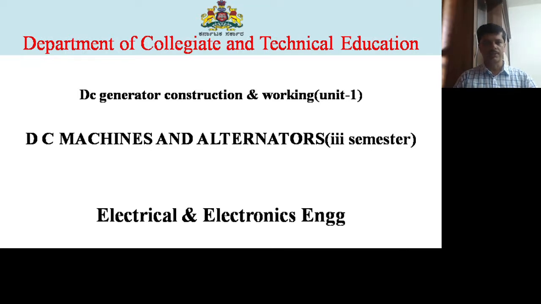So we know that the DC generator is nothing but an electrical machine. It converts mechanical energy into electrical DC current. So the input will be the mechanical energy, and the final output we are going to get is DC current. These generators work on the basic principle of Faraday's laws of electromagnetic induction, that is, by producing a dynamically induced EMF.